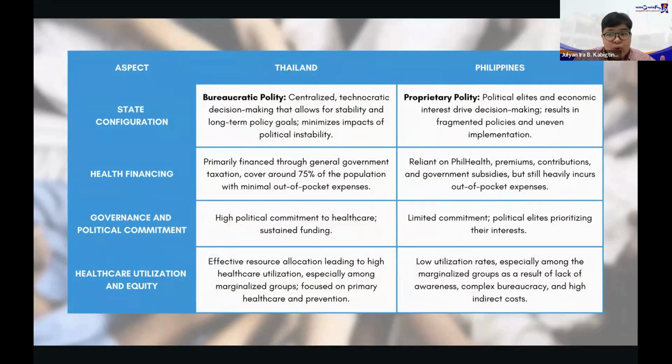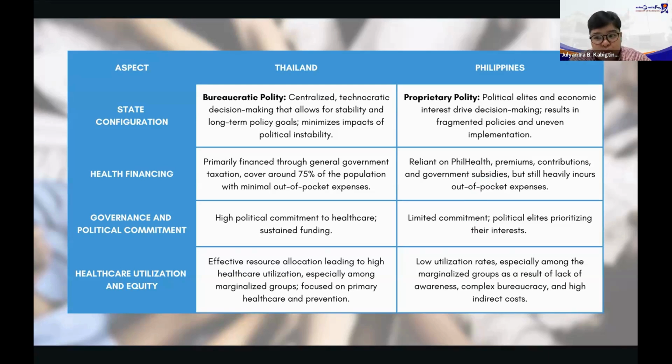In the paper that I wrote, I noted how there have been various changes of leadership within Thailand. However, their pursuance of universal health coverage has been unwavering since it started in 2002 and up until their current action plan to the present. For health financing, this is primarily financed through general government taxation, and it covers 75% of the population with minimal out-of-pocket expenses. This is also reflected in the satisfaction rate that was discussed in the previous slides.